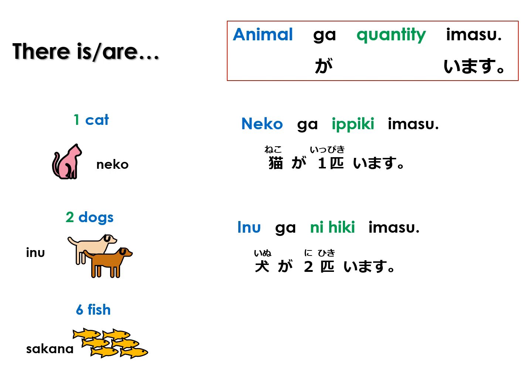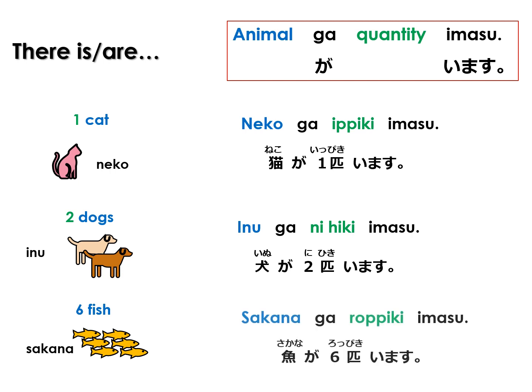How do you say there are 6 fish or sakana? Sakana ga 6匹います.